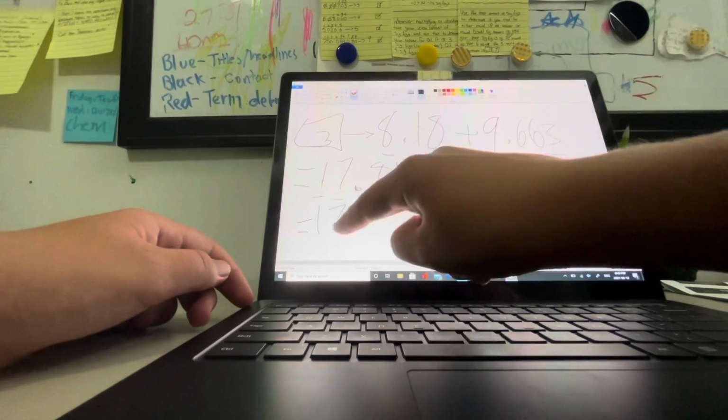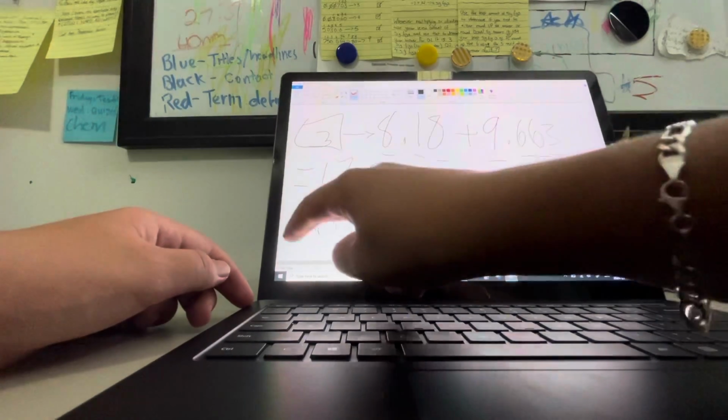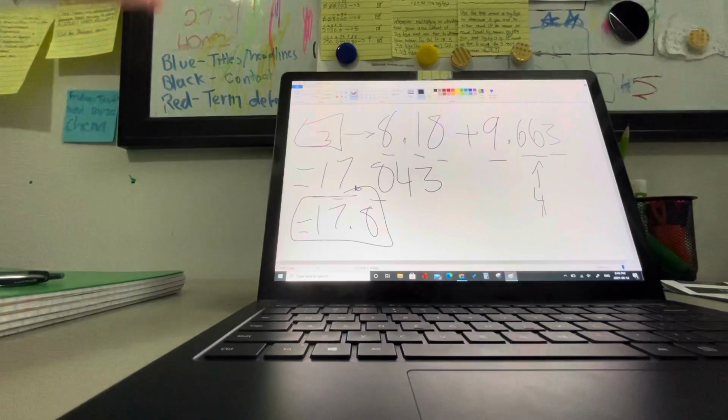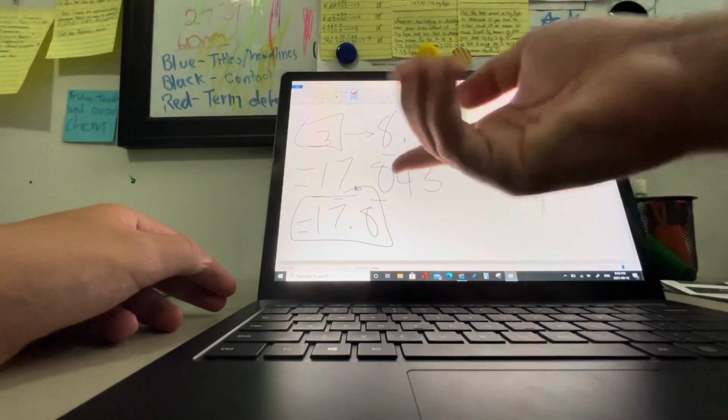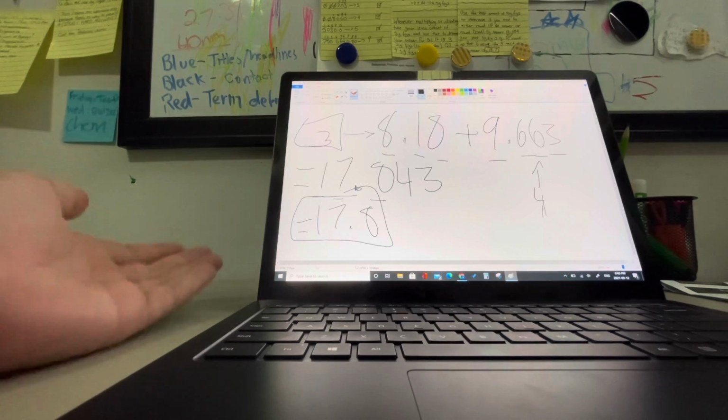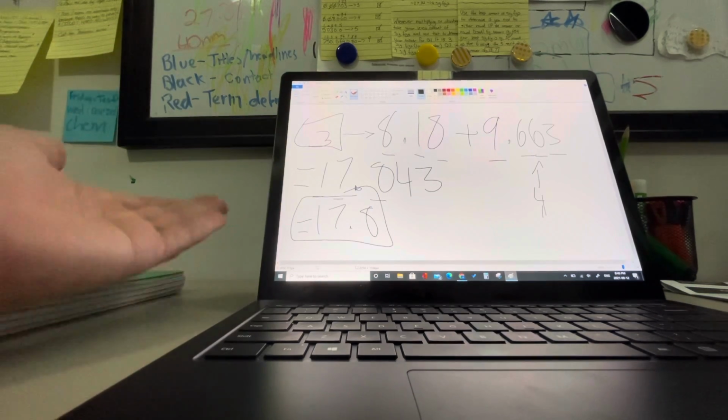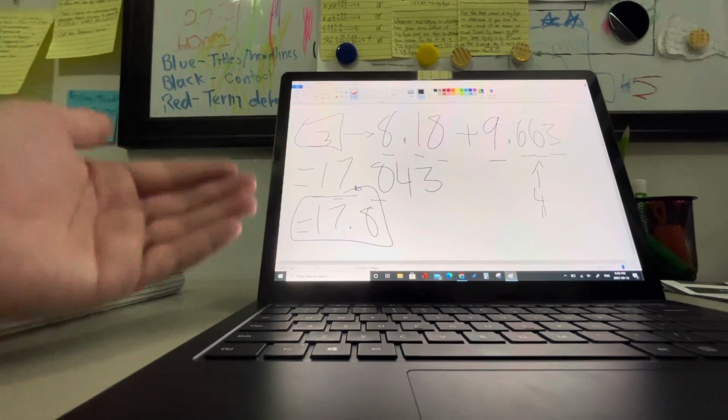Now, the reason is, if you think about what we did in the multiplication and division area, we take the 4 and ask if we can round up the 8. Well, since it's 4 and lower, it's going to remain the same. So 17.8 is our actual final answer.